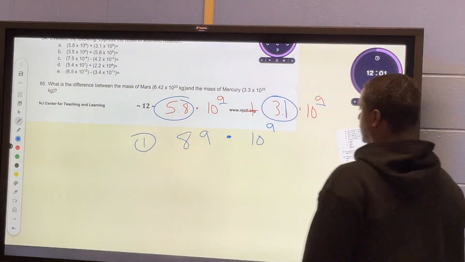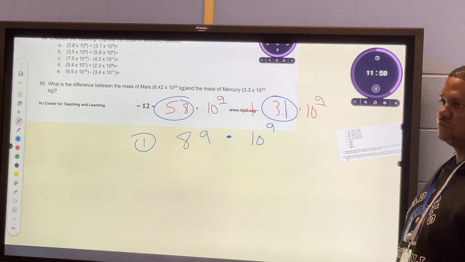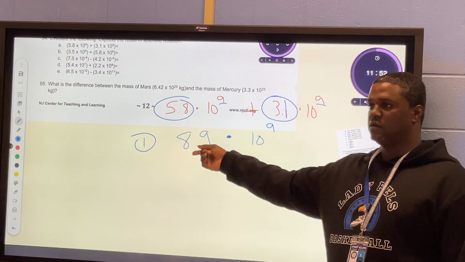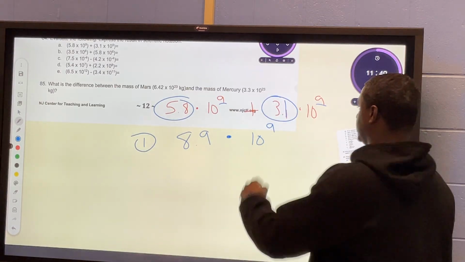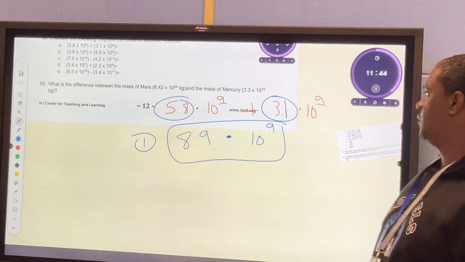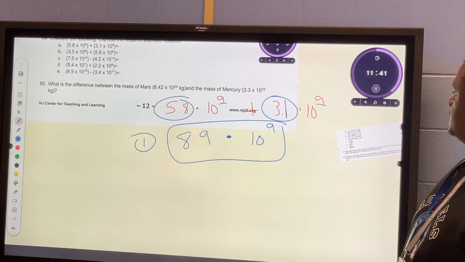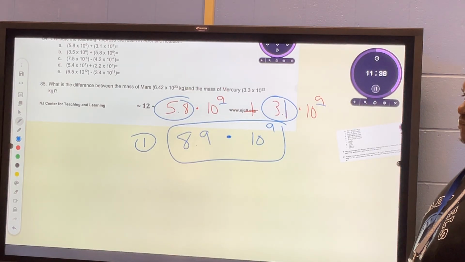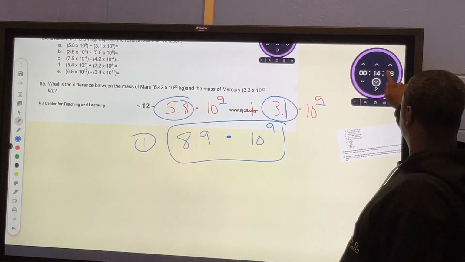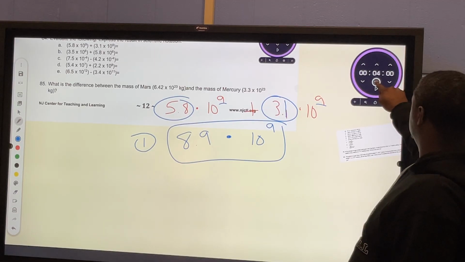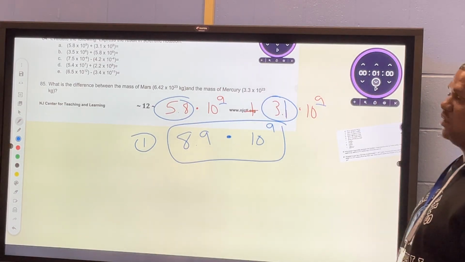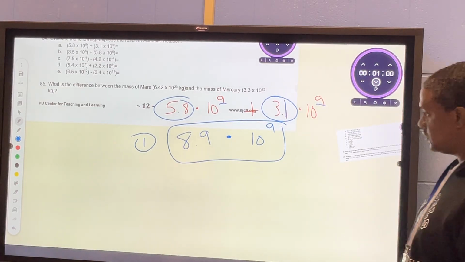Alright, so what's our final step? What do we need to ensure? That the coefficient is greater than or equal to 1. Is it greater than 1? Yes. Is it less than 10? Yes. That's my final answer. As long as my coefficient is greater than or equal to 1 and less than 10, then that's my final answer.